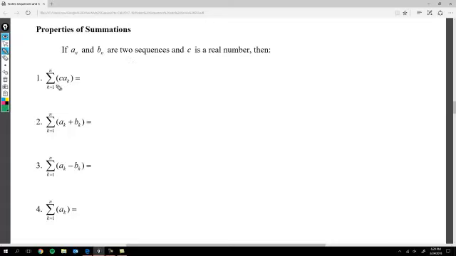Our first one is if you have a constant on the inside of your sum and multiplied to your function. So a sub k is our function or our sequence, and c is a constant, you can take that constant out of your summation.